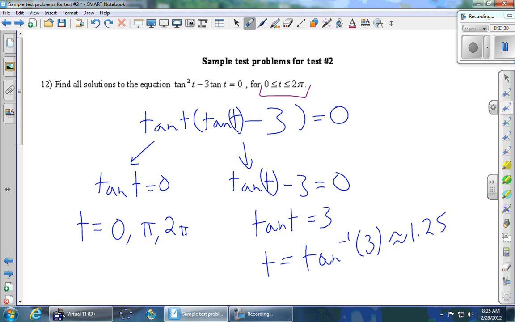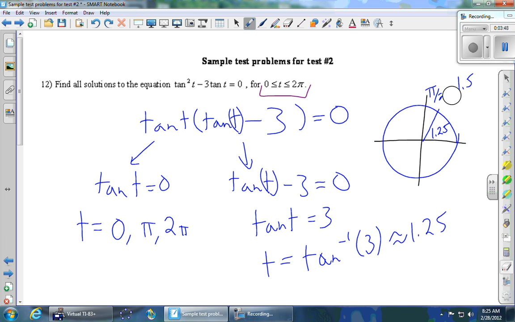But there's another answer out there. If you think about the geometry here, we've got our circle, and 1.25 radians is somewhere in the first quadrant. I know that because pi over 2 is around 1.5, and so 1.25 is a little less than that. And I know that there's another angle that has the same value of tangent because of the symmetry here.